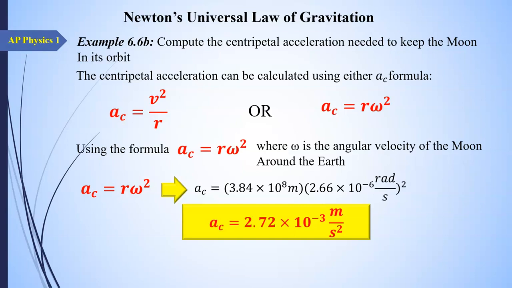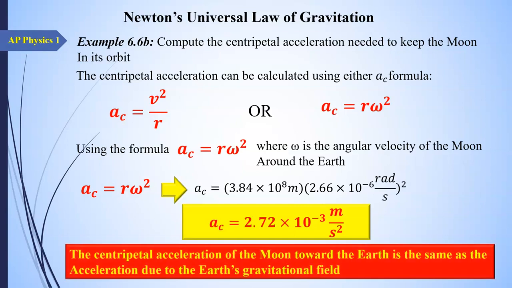Remember our calculation for the gravitational attraction, g, was 2.70 times 10 to the negative 3, so it's just a little bit of a rounding error that you get there because of the precision of the digits, but you get essentially the same number. So the centripetal acceleration of the moon toward the Earth is the same as the attraction due to the Earth's gravitational field.